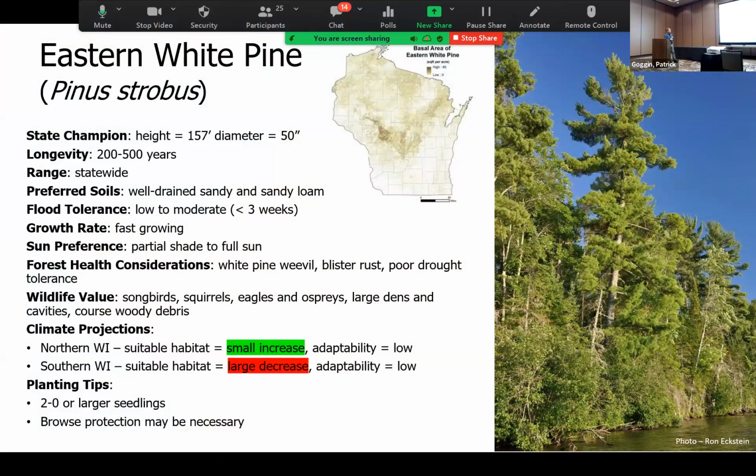One of the reasons is it's one of our tallest species in the state. There's the state record at 157 feet. It's very long lived, up to 400 or 500 years. It grows across the entire state. So that gives it some flexibility if you're considering planting a species.